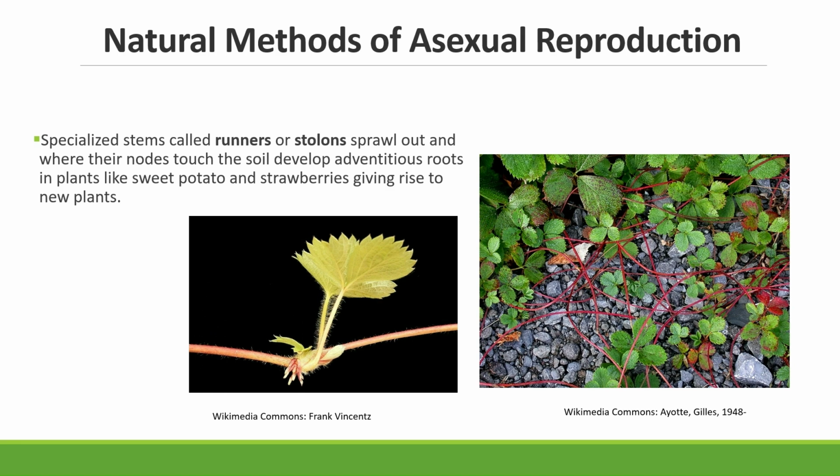At each node that touches moist soil, stem cells differentiate into adventitious roots, and they form a new shoot from there as well. Sweet potatoes and strawberries rely on this method because the new plant develops directly from the parent stem tissue. It is genetically identical and quickly establishes itself in the same environment.